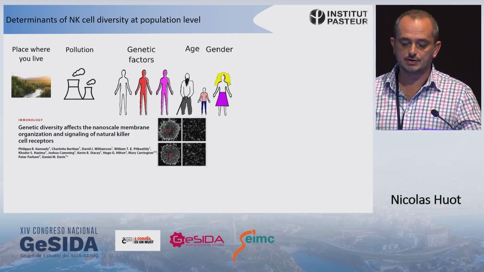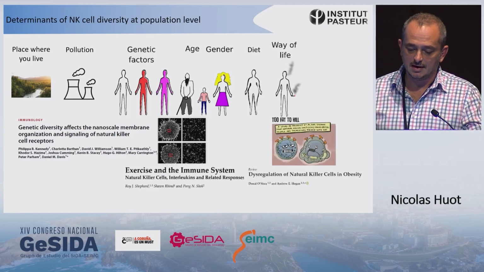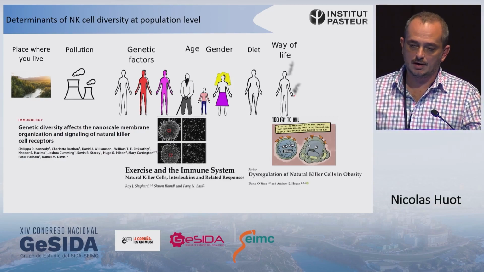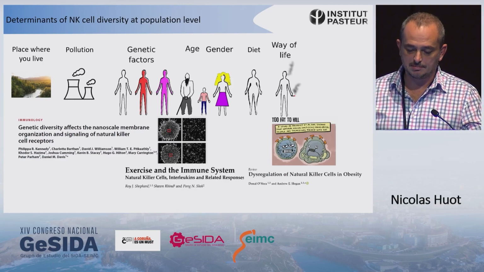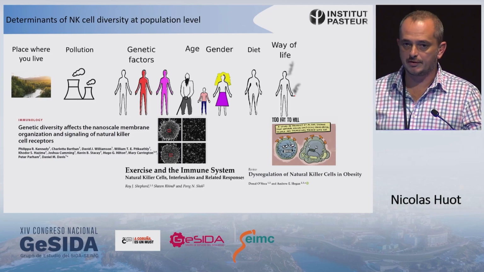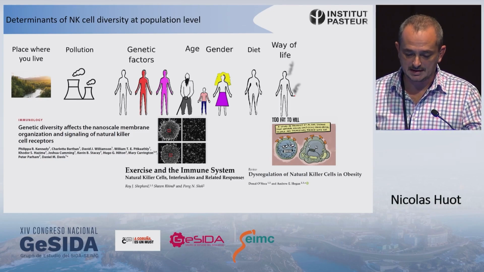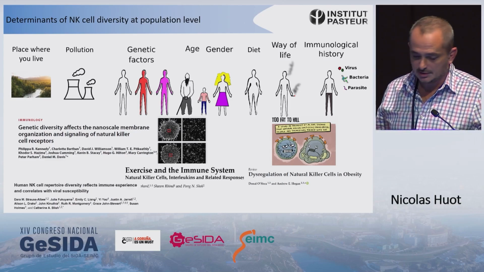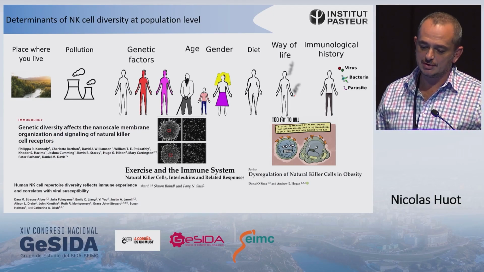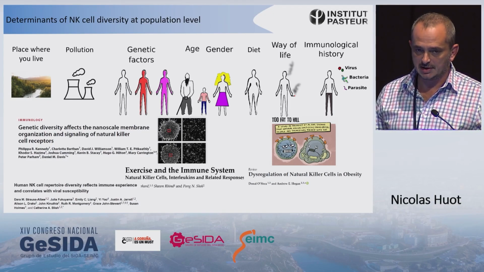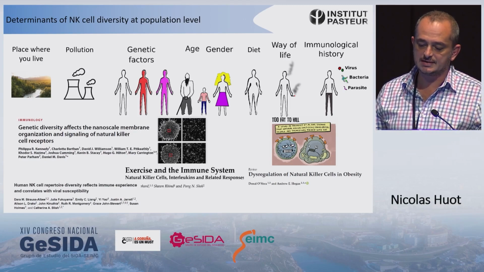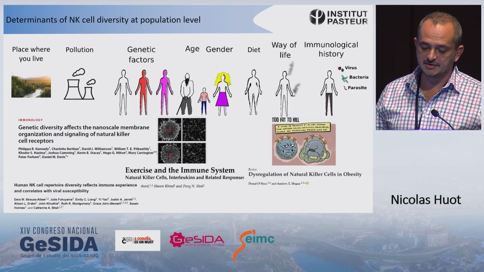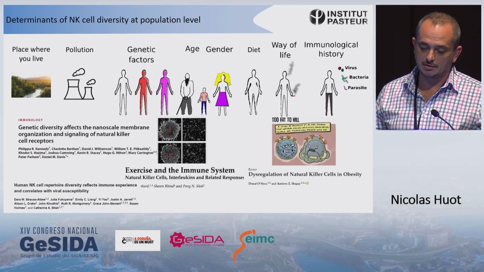The age and the gender also participate to the diversity of NK cells. The body weight and the body mass could impact NK cell diversity and functionality. And of course, the way of life, if you are a smoker or if you do exercise, you will have a different NK cell diversity. And for the purpose of this topic, I would like to mention, and I will focus on this aspect, that immunological history also participates to NK cell diversity. It's well admitted nowadays that, in fact, following infection, the NK cell response will generate a diversity of NK cells which could participate to the control or not of the viral infection.